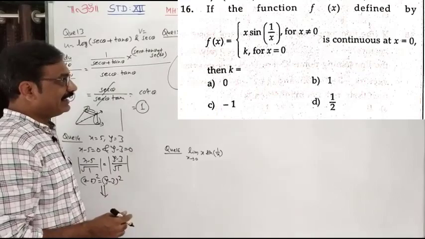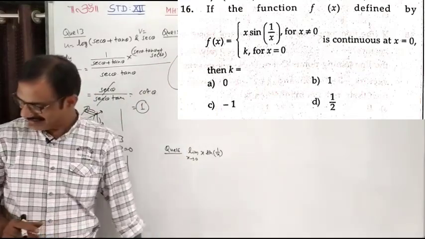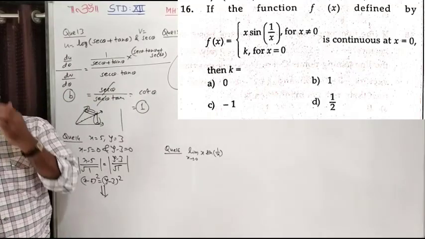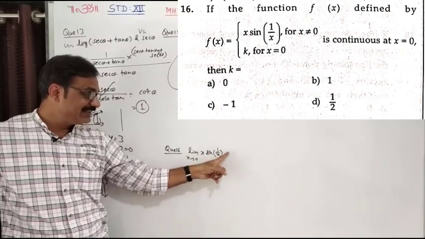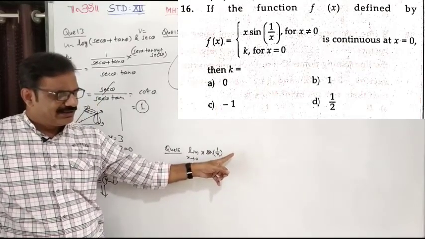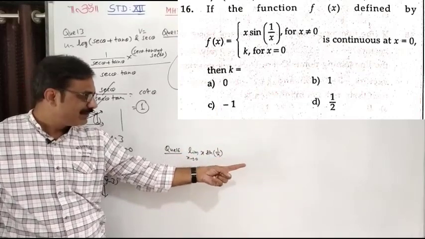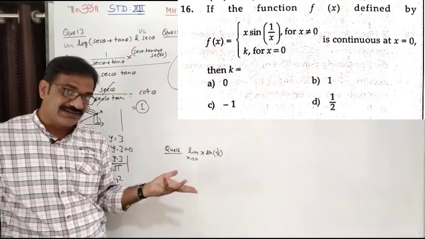Question number 16, it is just by observing, you can directly write the answer. Look at question number 16. F of x is given, it is continuous at x equal to 0. So limit x tends to 0 is equal to f of 0. F of 0 is k. Directly put x equal to 0, your answer is 0.